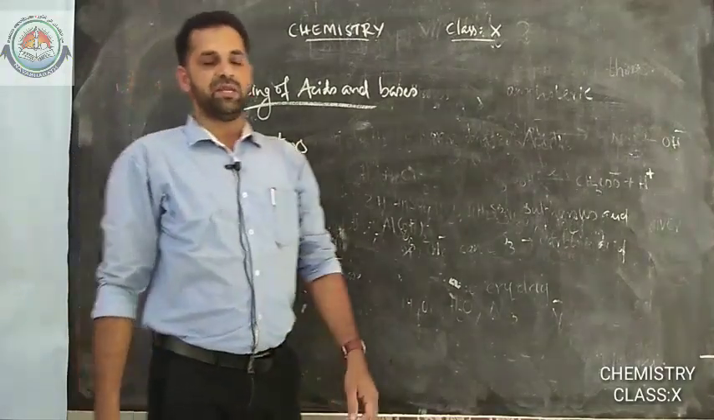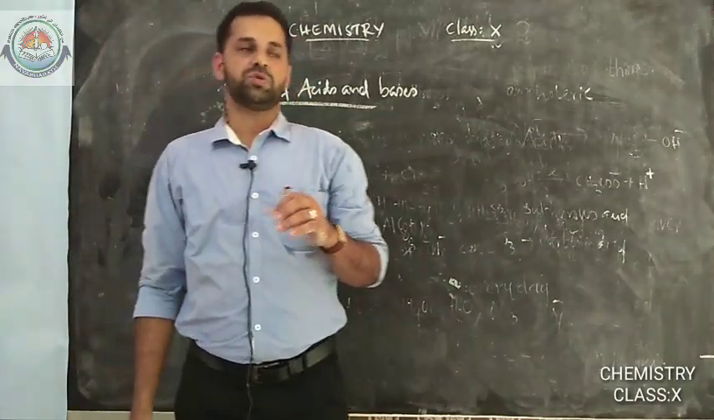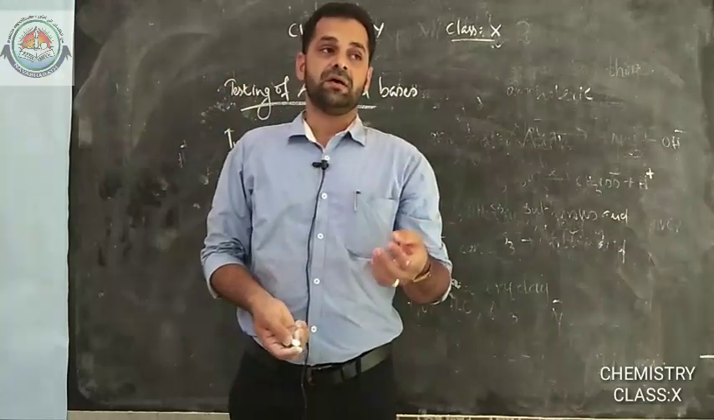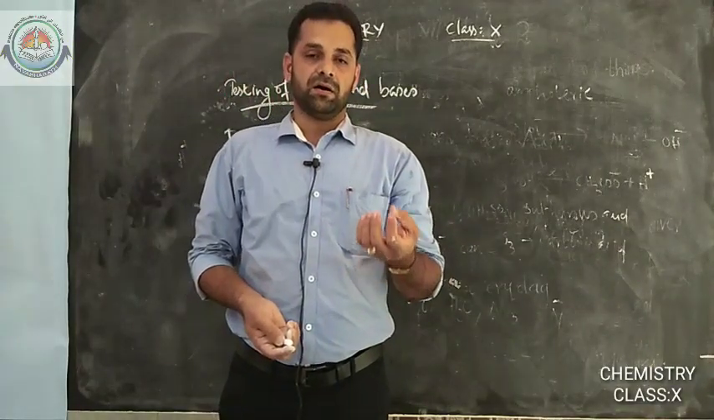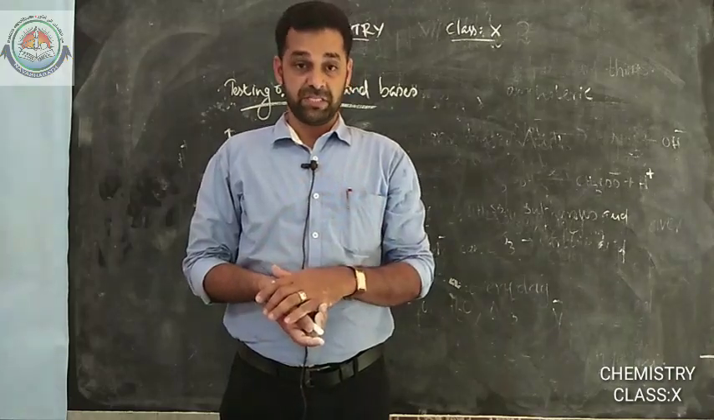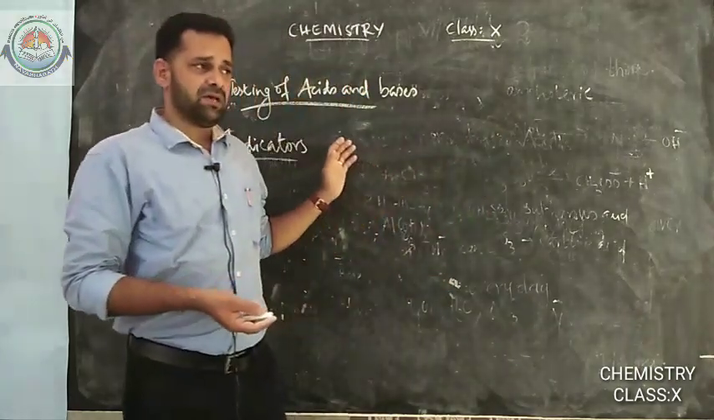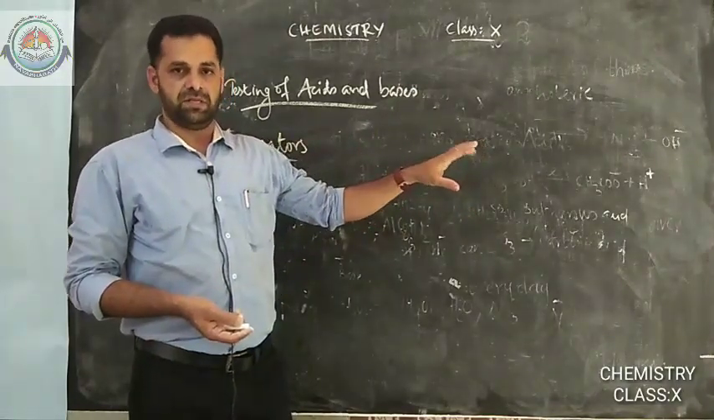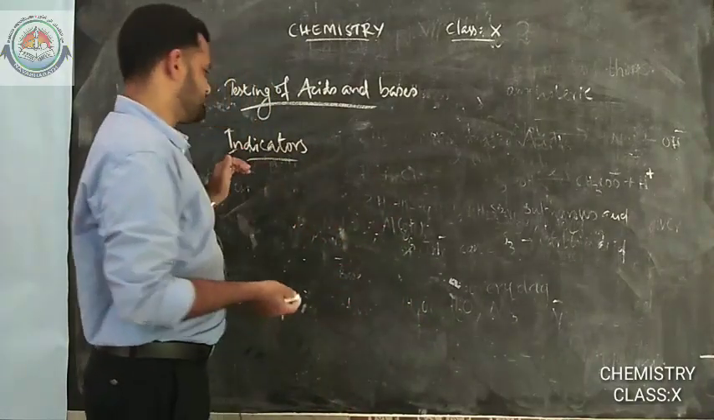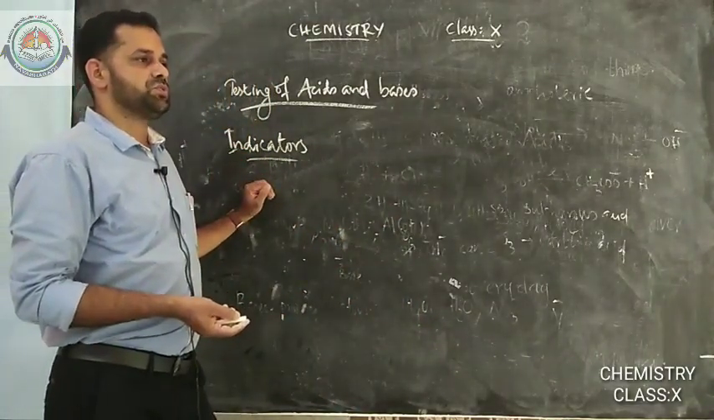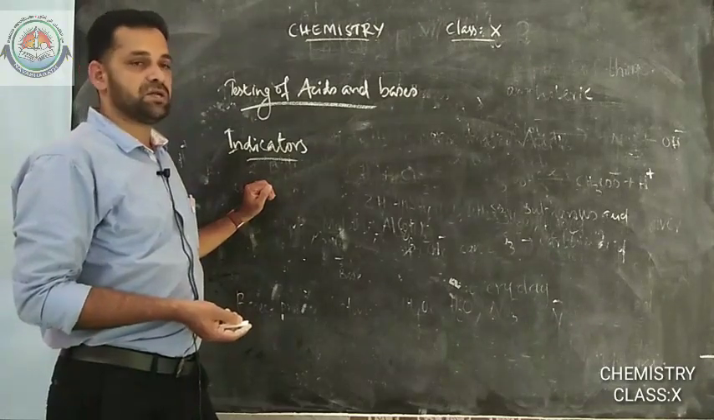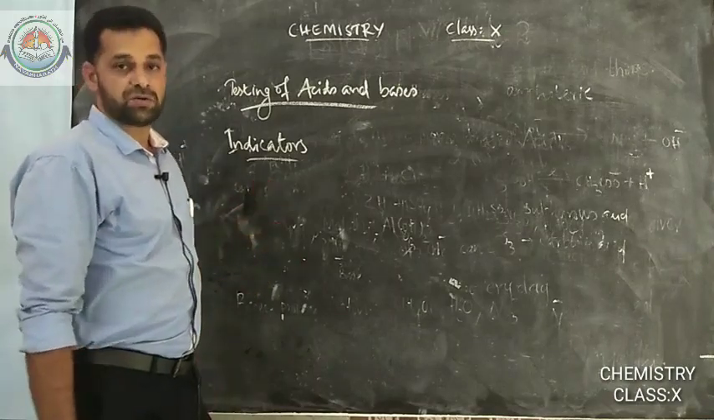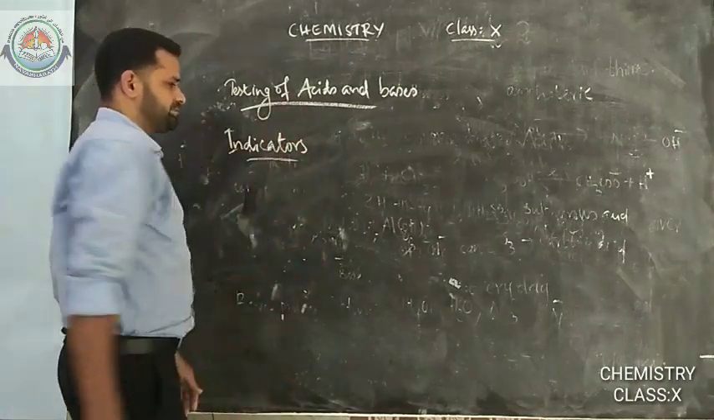So what are indicators? Indicators are the substances which are used to identify whether the given substance is acid or base by changing its color or odor, because this indicator may change its color or odor if you pour some acid or base into it. Okay, that is called indicators.